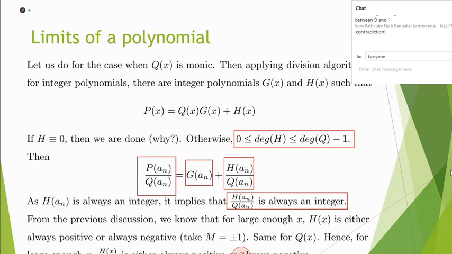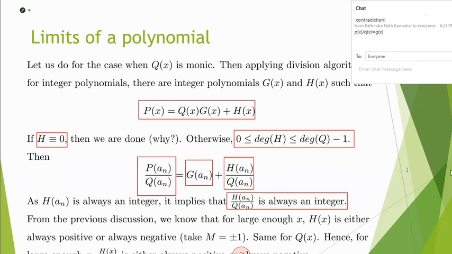So our assumption that the degree of h satisfies 0 less than or equal to degree of h less than or equal to degree of q minus 1 is wrong. So the only other possibility is when h is identically 0. That's why we have proved that in this division algorithm statement, the remainder that we get will be identically equal to 0. And that solves the problem, because then p of x will be equal to q of x times g of x, and hence p of x by q of x equals g of x.